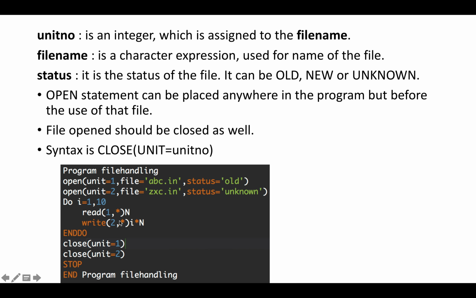So you have to read from the file whose unit number is 1, and you have to write onto the file whose unit number is 2. What value is to be written? The product of the counter and the number n. End the do loop. Now you have to close the files as well. So close unit equal to 1 for the first file and close unit equal to 2 for the second file. Stop and end the program.